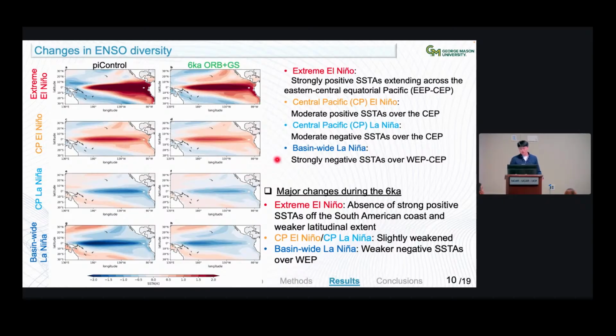Extreme El Nino showed significant weakening, especially over the eastern Pacific. Also, basin La Nina showed significant weakening, especially over the western Pacific. So based on these results, we got 2 extreme ENSO types. The first one is extreme El Nino, and the second one is basin La Nina. So we're gonna focus on these 2 ENSO types.